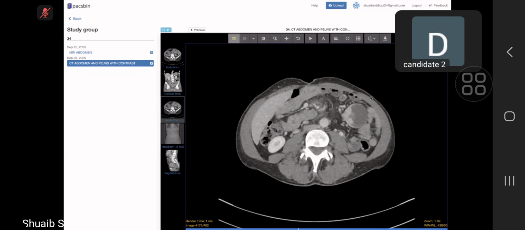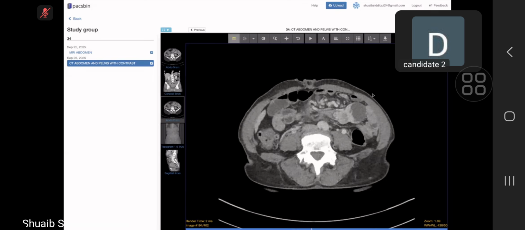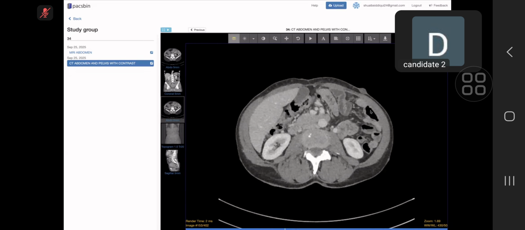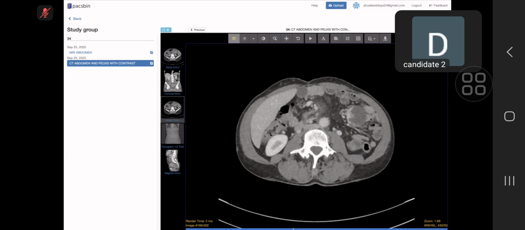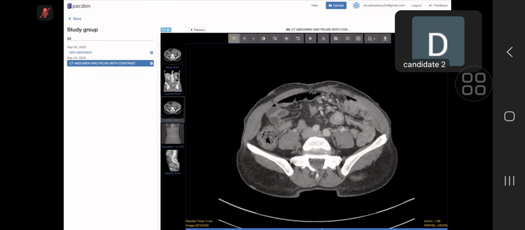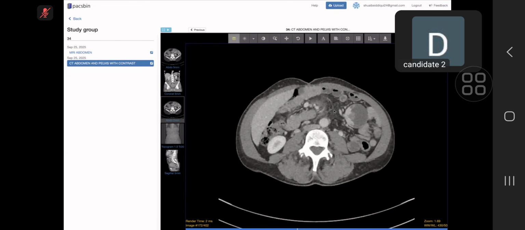I'm trying to. Yes, I can appreciate that there is evidence of a spiral sign also noted here in the mesentery, in the vessels of the mesentery in this region, with fat stranding surrounding here. So what do you think is going on?